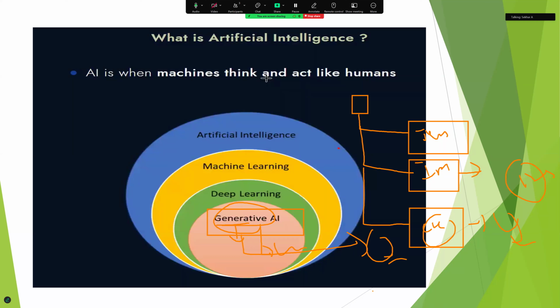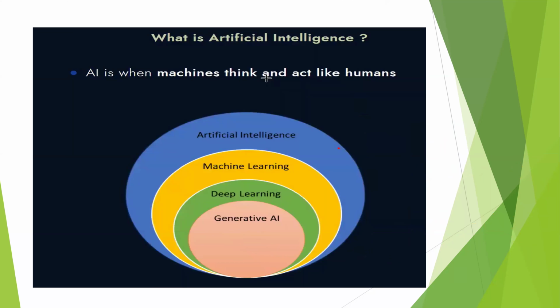Where exactly will we use Gen AI? It will generate new code, new ideas, new images based on existing data. That is called generative AI. Getting it? Next.